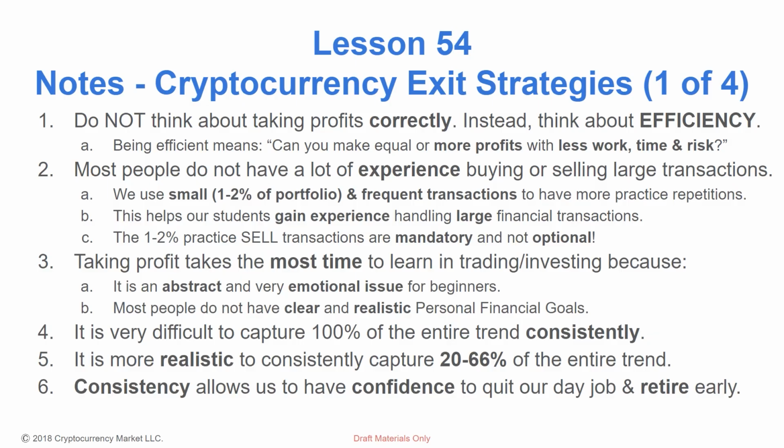So here are some notes about cryptocurrency exit strategies that I want to share with you guys. Do not think about taking profits correctly. Instead, think about taking profits efficiently. Efficiency is what we're going after, okay? So being efficient means, can you make equal or more profits with less work, less time, and less risk? That's what the definition of efficiency means.